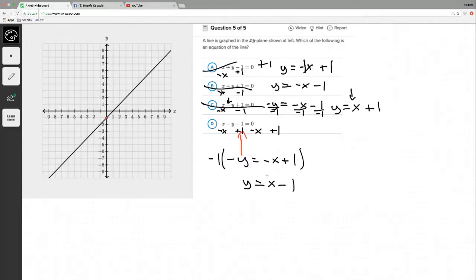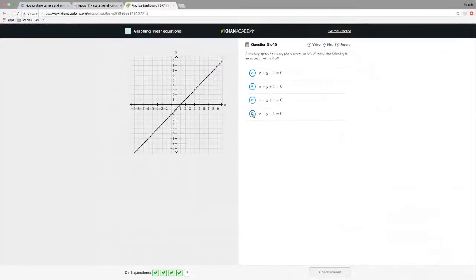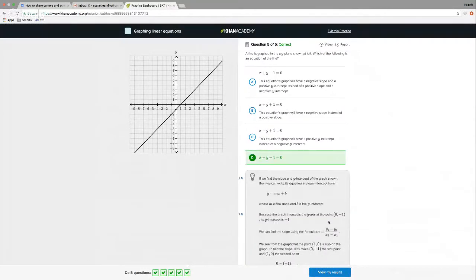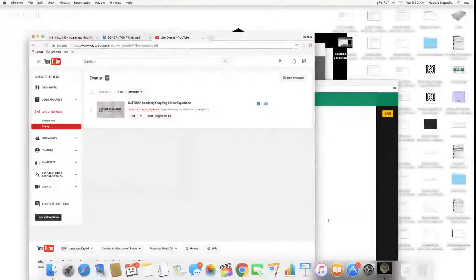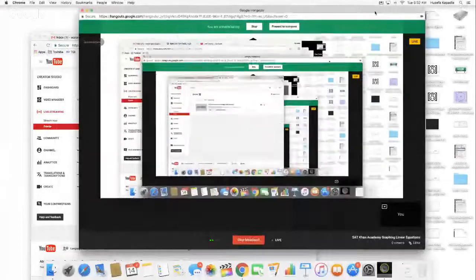A slope of positive 1, right? There's always a little invisible 1 floating there. We got a slope of positive 1. We got a negative 1 for the y-intercept. Boom, it works. Let's make sure we didn't make any mistakes and check the work, and it is good. That's basically it. All right, let's go back to our live stream here.